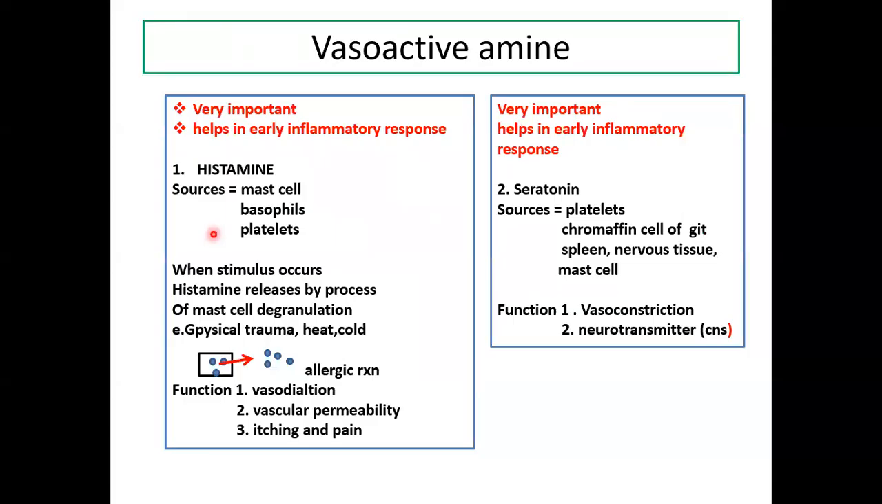Now, vasoactive amines are very important. They help in the early inflammatory response.